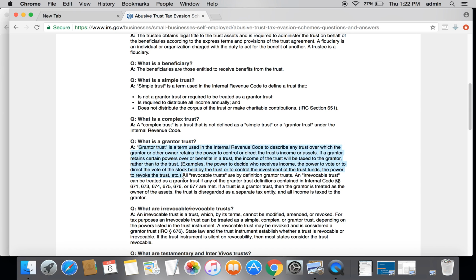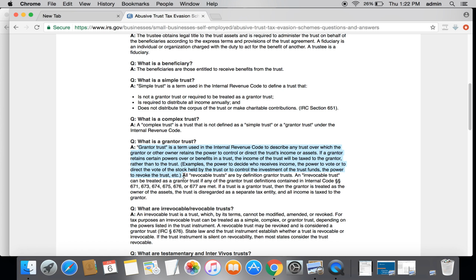Grantor trust is a term used in the Internal Revenue Code to describe any trust over which the grantor or other owner retains the power to control or direct the trust income or assets. If a grantor retains certain powers over the benefits in a trust, the income of the trust will be taxed to the grantor rather than to the trust.